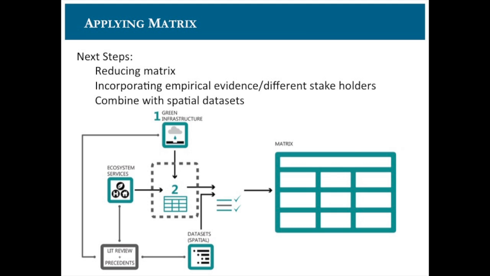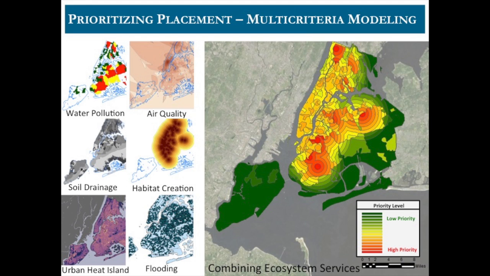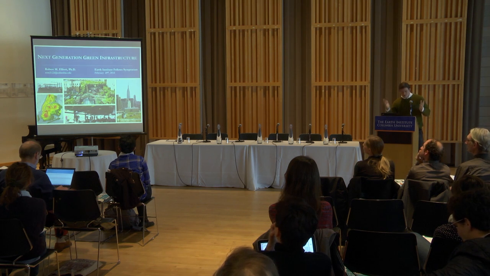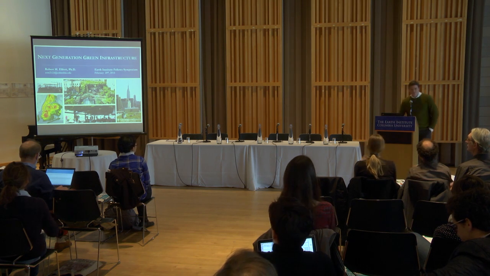And then we'll combine it with spatial data sets to, well, you can do a few things with it. This is showing a priority map. So combining these 6 problems in New York that green infrastructure can address, equally weighted, which again, it'll be more advanced than this, but you're able to get an idea of where it's more important, where green infrastructure should be prioritized. And that's all I have. Thank you.